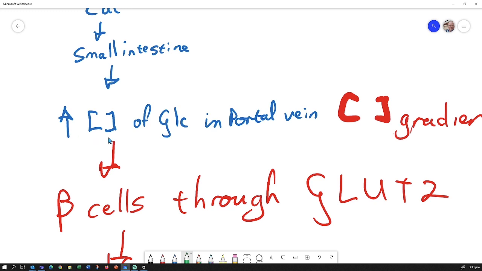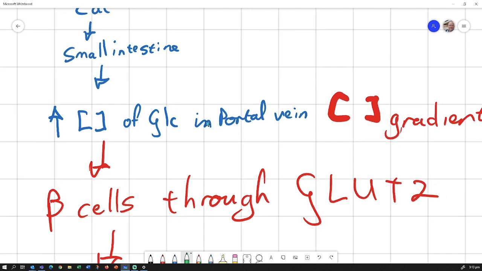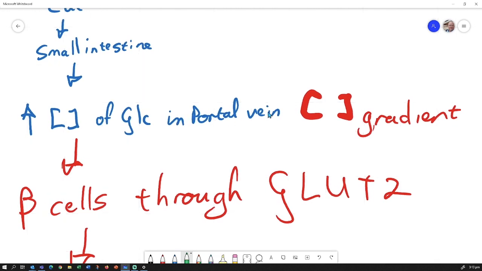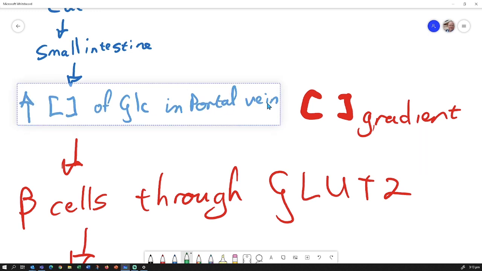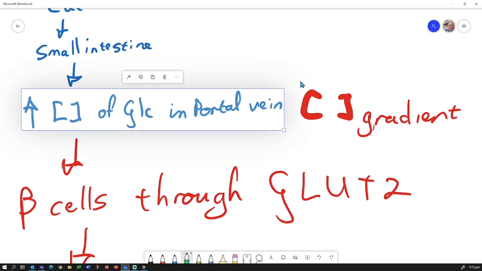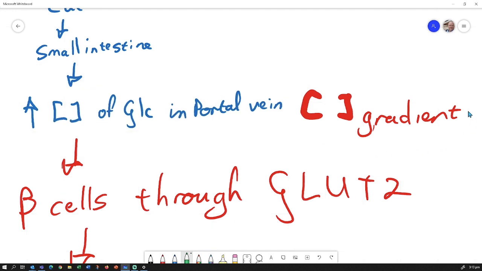and if the glucose has now entered the portal vein, you can see that the concentration of your glucose in the portal vein has just gone up. Makes sense, it's just been absorbed. However, the concentration within the beta cells that are in the islets of Langerhans in your pancreas, they are lower now than what the glucose concentration is in the portal vein. That means that you now have a concentration gradient that has happened. Okay, it is no longer in equilibrium.